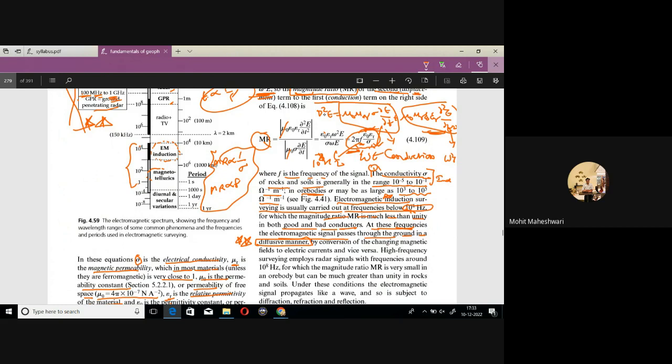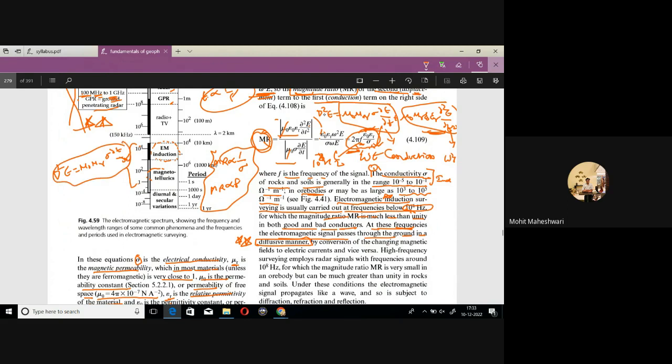So this magnitude ratio will be less than unity, and what the magnitude ratio suggests is the ratio of the second term to the first term. If this is less than 1, that means the second term can be neglected. That means the del square E equation will contain only the first term, mu 0 mu r sigma del E by del T.